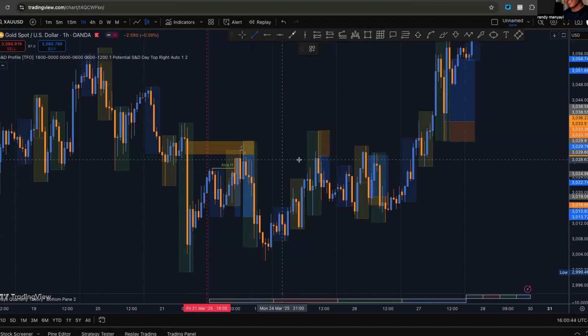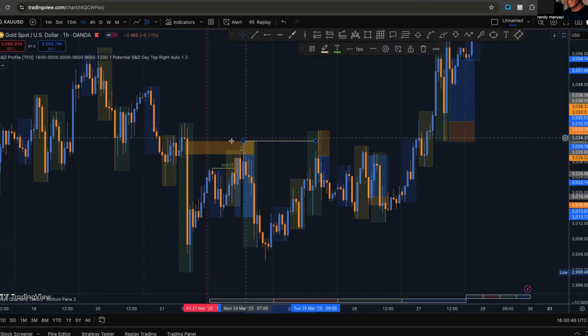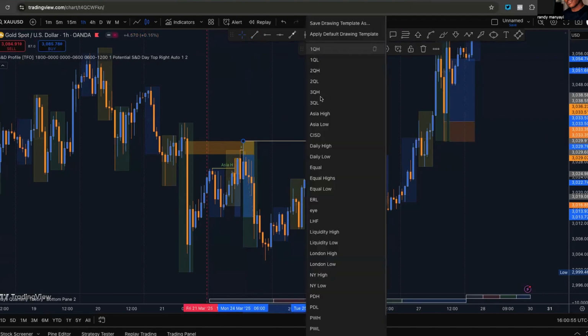Come Tuesday, all I did was I marked this point high. This is the previous day high, and that previous day high counts as buy side liquidity. So it's previous day high and session highs and lows. Previous day high, previous day low, and session highs and lows are buy side and sell side liquidity.